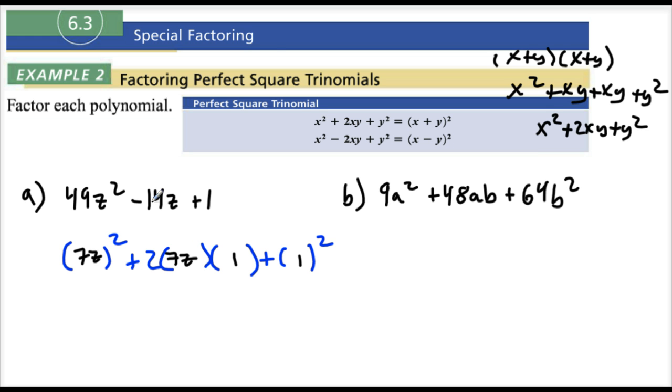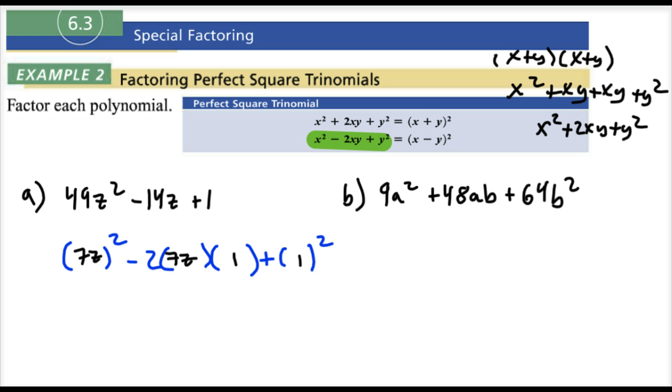And since that's minus here, this should be minus as well. So yeah, look, negative 2 times 7z times 1 is negative 14z. This right here is 49z squared, and that is our 1. So it does fit this pattern. I was able to write the first term as something squared, the last term as something squared, and the middle term is negative 2 times the first times the last.